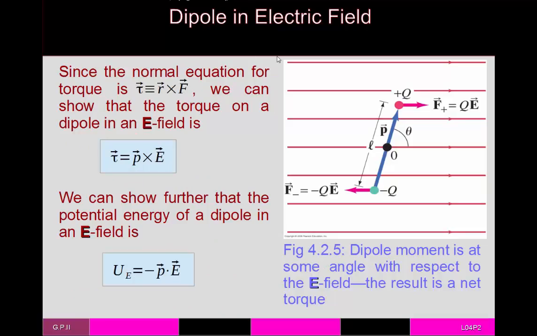In lecture set number 4, we talked about the dipole in an electric field. And we found that the dipole moment, P, when crossed with the electric field E, gave us the torque, and we found that the dipole moment dotted with the electric field gave us the negative of the potential energy. And what was the dipole moment? It was the length between the two charges times the magnitude of the charge. So in this case, P equals QL.